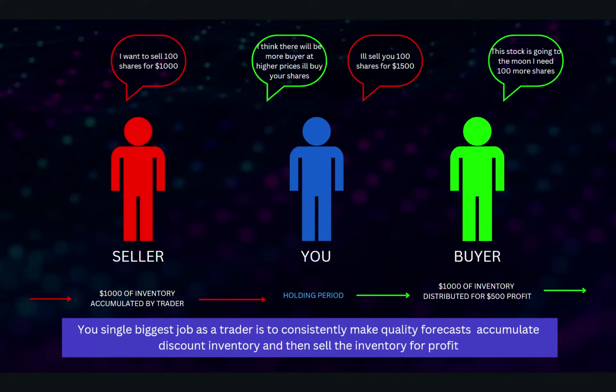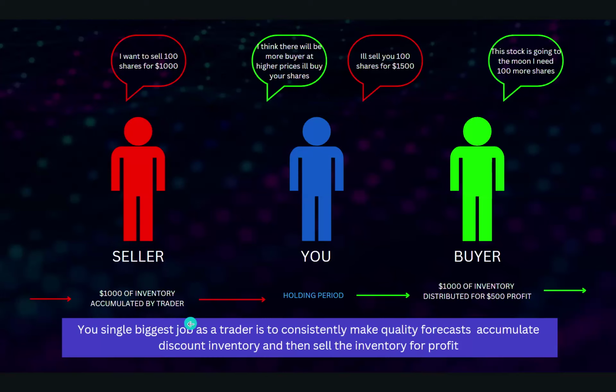So in very, very simple terms, this is how it is working. The seller over here has $1,000 in inventory, which is accumulated by the trader. Then they sell it to you over here, who's in the holding period. So you hold those shares until they reach certain levels on the chart, until you're ready to distribute. Then you distribute to someone who thinks it's going to go even higher than where you are distributing it at. And this whole cycle happens over and over. I'm sharing this in very, very simple terminology just to understand how this is actually working and how it relates to the graph that I just showed you.